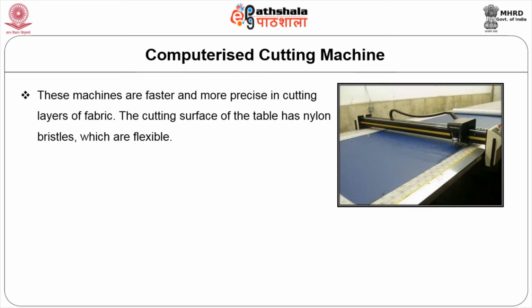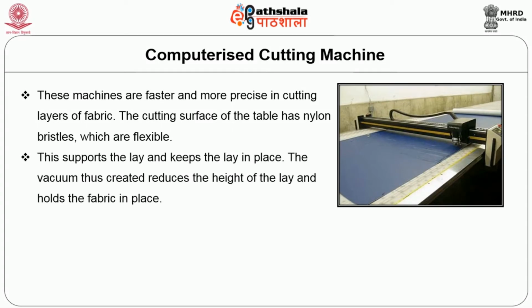These machines are faster and more precise in cutting layers of fabric. The cutting surface of the table has nylon bristles which are flexible. These nylon bristles support the lay and keep the lay in place. The flexibility in the nylon bristles also permits the penetration and movement of air between the cutting blades. The bristles allow the passage of air through the table to create a vacuum. The vacuum thus created reduces the height of the lay and holds the fabric in place.